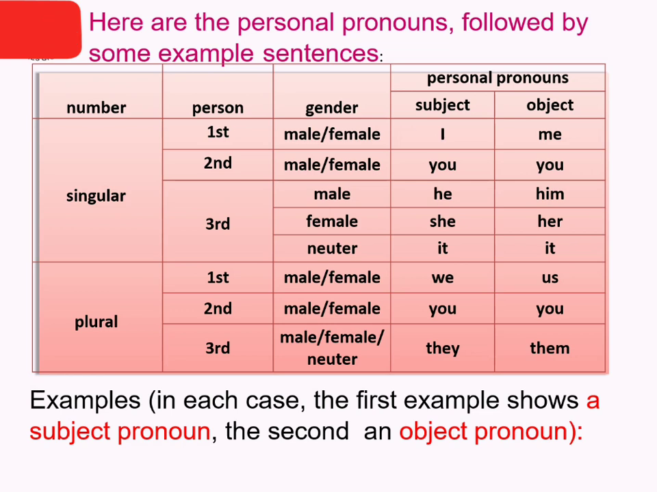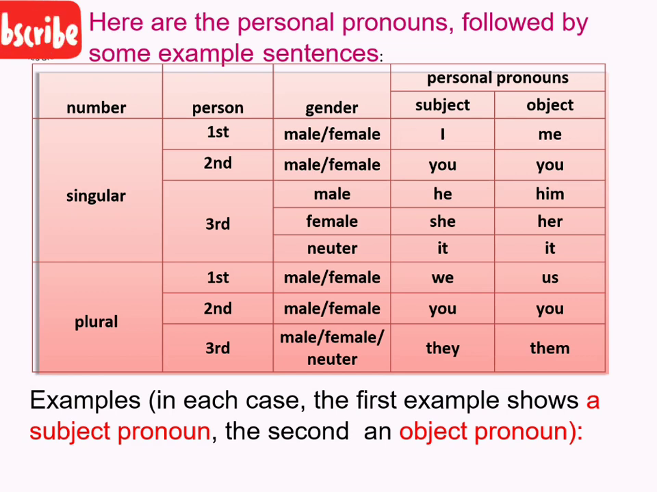Very good. Now, if we are talking about the second person, plural, meaning the persons are more than one, and the gender is either male or female, in case of subject we use "you", and in case of object also we use the personal pronoun "you". Now, the number is plural and the person is third. The gender is either male, female, or neuter. In case of subject, we use "they". In case of object, we use "them".